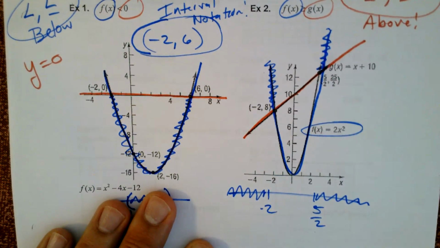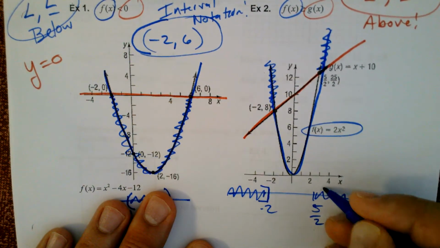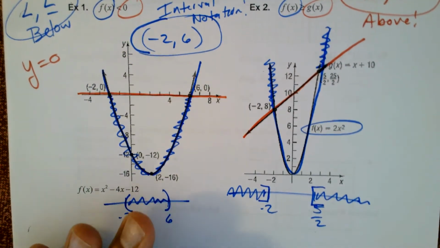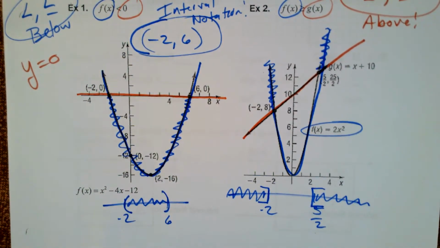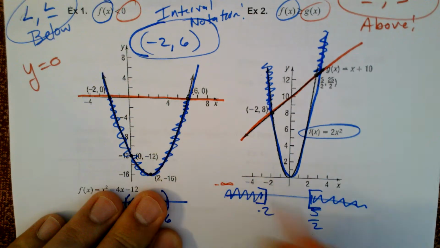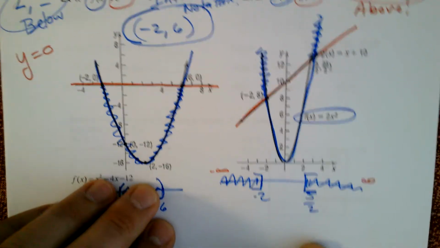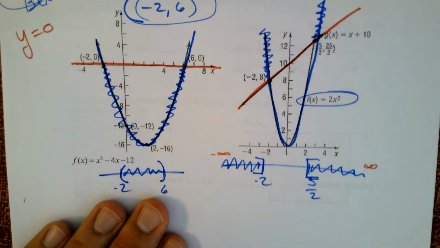Okay, it's equal to, so I'm going to have the brackets. Okay, so where is it greater than or equal to? So interval notation, remember we start on the left where it's negative infinity. Here's to the right, infinity. So you read it left to right.